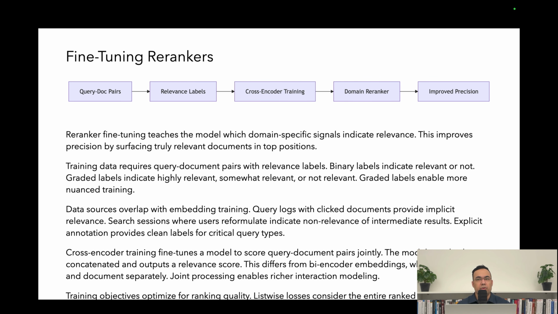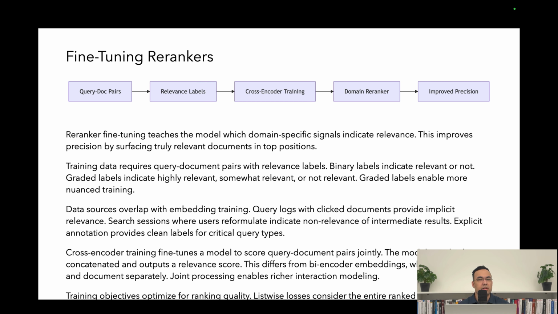Let's talk about fine-tuning rerankers. Training data requires query-document pairs with relevance labels. Binary labels indicate relevant or not. Graded labels indicate highly relevant, somewhat relevant, or not relevant. Cross-encoder training requires fine-tuning a model to score query-document pairs jointly. The model sees both texts concatenated and outputs a relevance score.